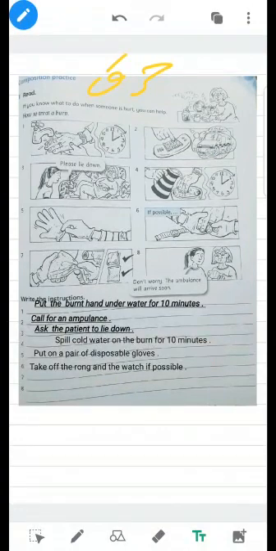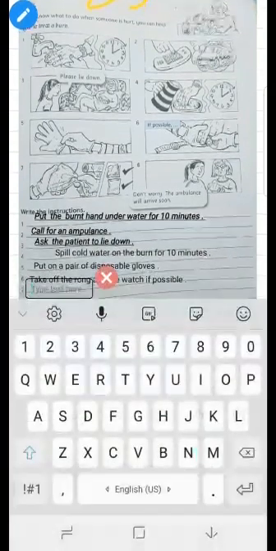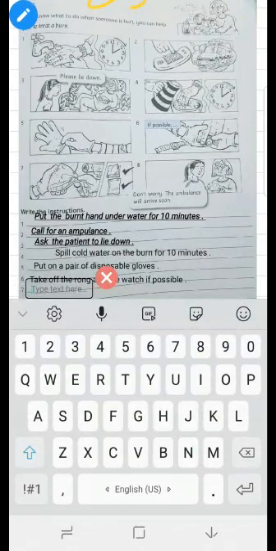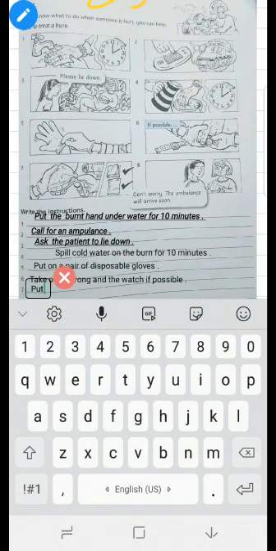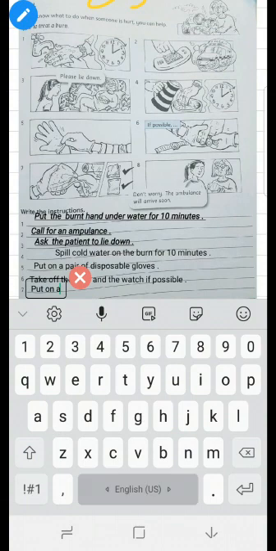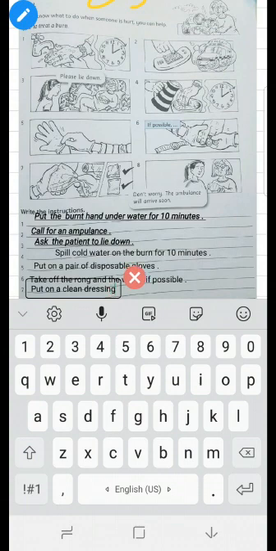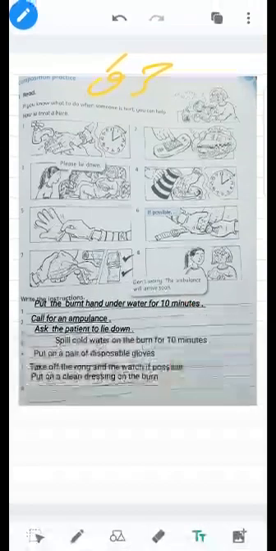7. What we have to do now, we have to put a clean dressing. A clean dressing. ضمادة نظيفة. We have to rub the burn. So, put on a clean dressing on the burn. Put on a clean dressing on the burn.